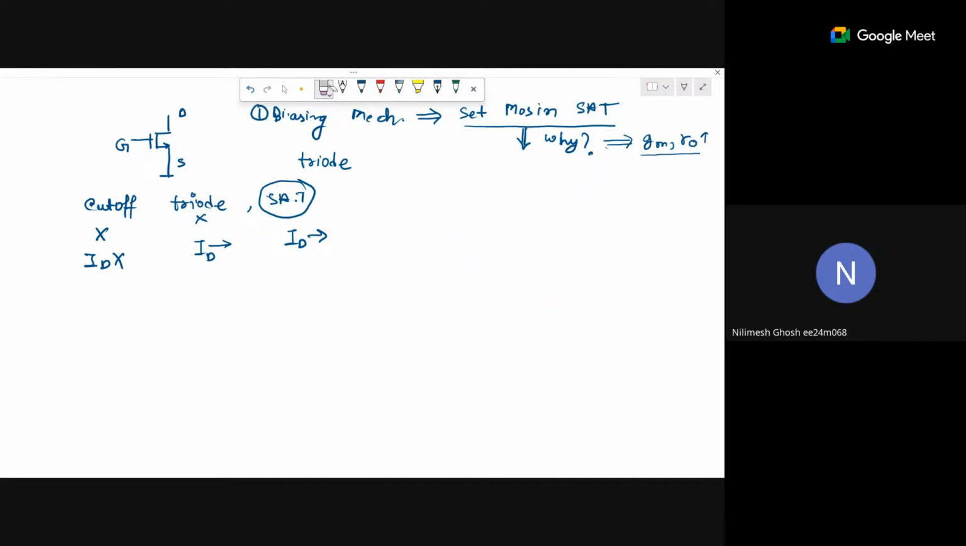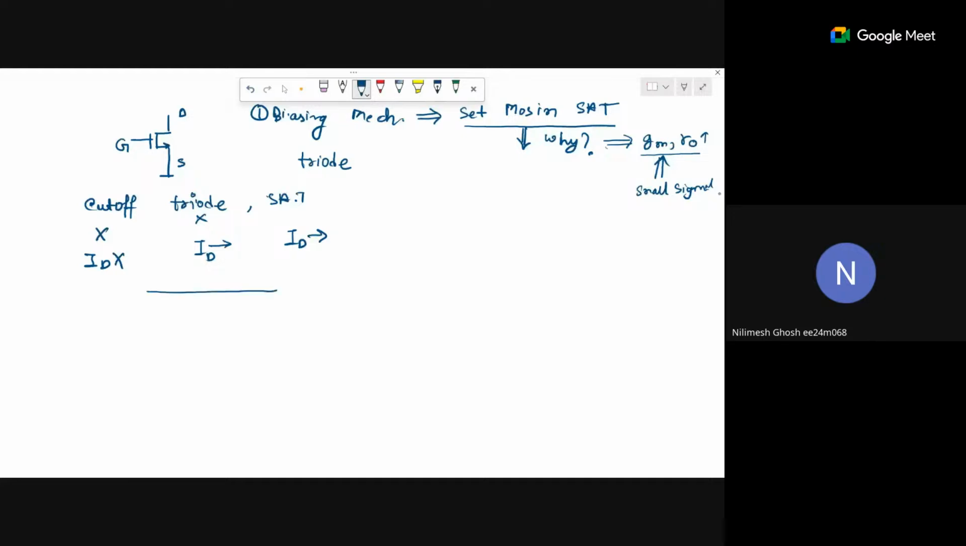Now we have to discuss what is GM and what is R0. And one other thing: this GM and this R0, these are small signal things. Small signal. These don't come into the picture while the MOSFET is biased in DC. To bias this MOSFET, we have to have a DC mechanism.